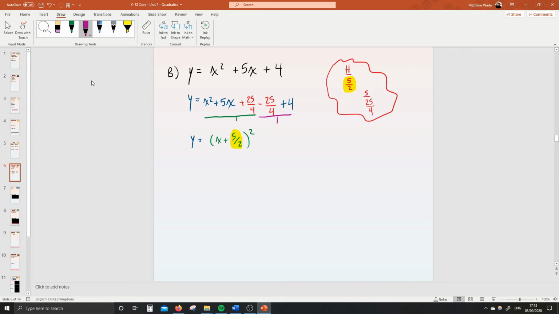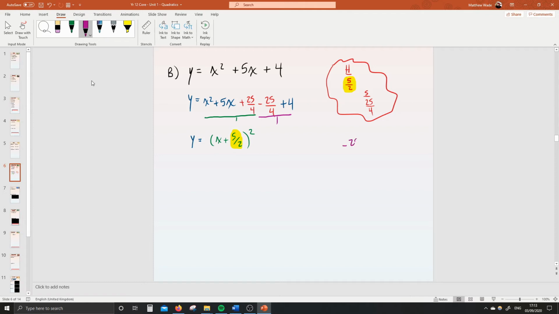Now, I should say as well, it used to be that there was a non-calculator section on your exam. There isn't anymore. So you're welcome to just go ahead and pop that in the calculator, see what those two things add up to. You don't really need to be able to be very slick with it. But here we go, I'm going to do it with mental maths anyway.